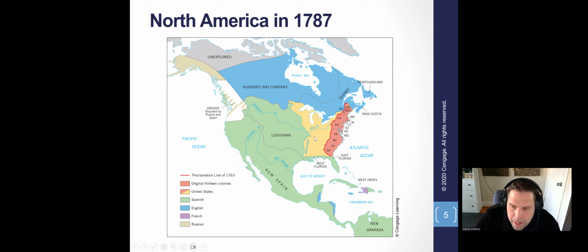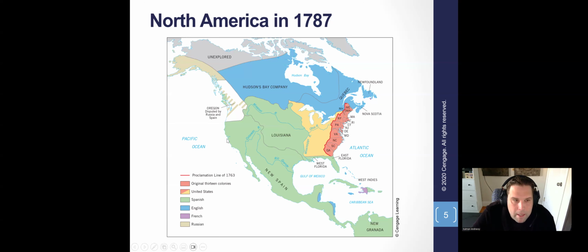territories that were under the control of the British at the time that the Revolutionary War started, that now became territories of the United States, but were not yet established as states. And then all this green territory was controlled primarily by the Spanish, and then you had some French control as well. And then, of course, Canada was primarily controlled by the British.